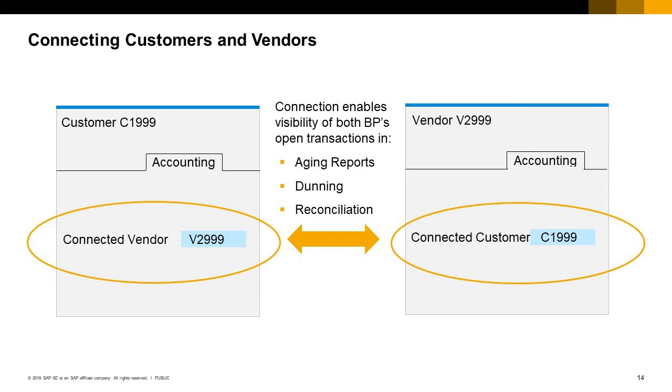It also gives you the ability to reconcile open AR transactions with open AP transactions. More information on the financial controlling impact of this connection is available in the financial topics covering aging, Dunning and internal reconciliation.